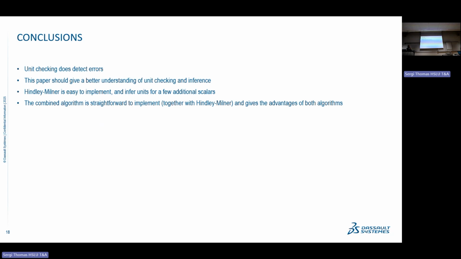Unit checking does detect errors and helps make better models. And this paper should give a better understanding of how to do unit checking and inference. But even if you have unit inference, it's good to declare things with unit instead of having this problem with omega, etc. And the Hindley-Milner algorithm is easy to implement and can infer a few additional units for scalars. And what's more interesting is that the combined algorithm is also straightforward to implement, together with Hindley-Milner, and gives advantages of both of them.